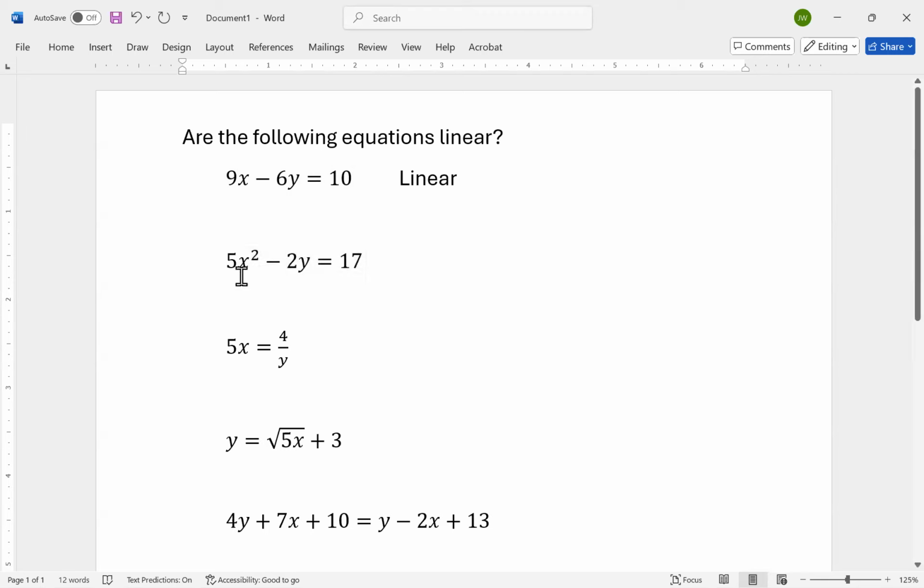In the second one, 5x squared minus 2y equals 17. That is obviously not linear because we have an x squared component there.